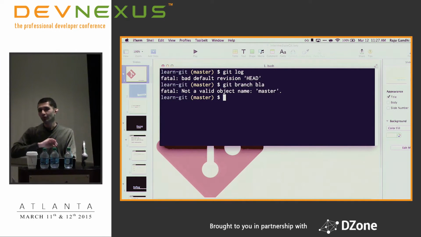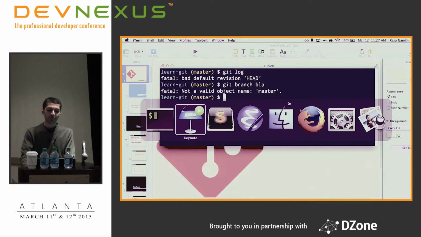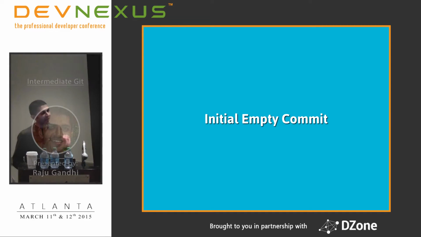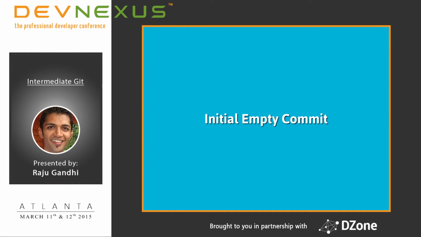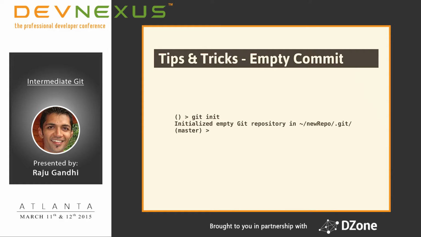Right? Can't do anything. So my suggestion is to create an empty initial commit. And this is how I initialize all of my repositories. The first commit in my repository is an empty commit. It is ground zero. We are computer scientists. How do we start counting? 0, not from 1.